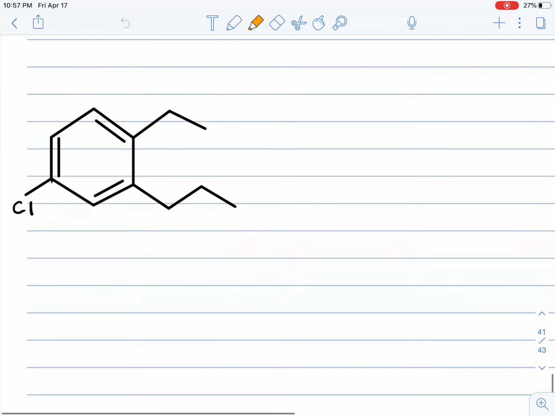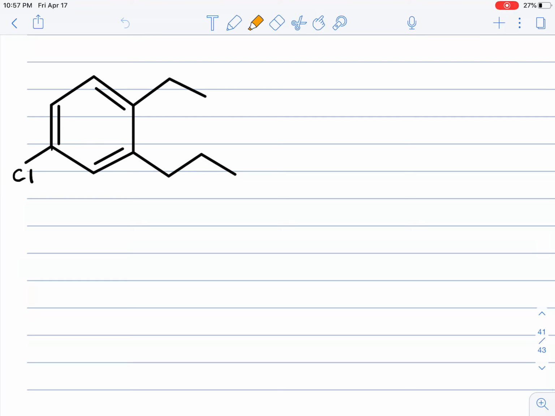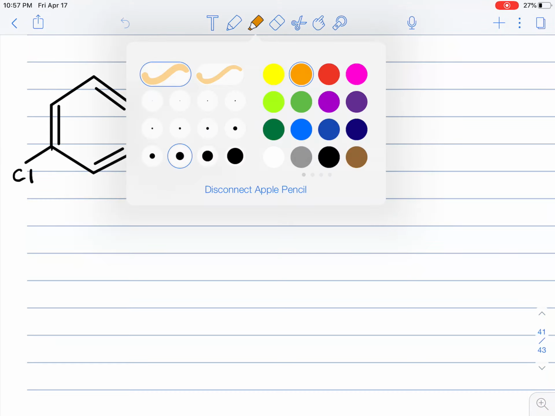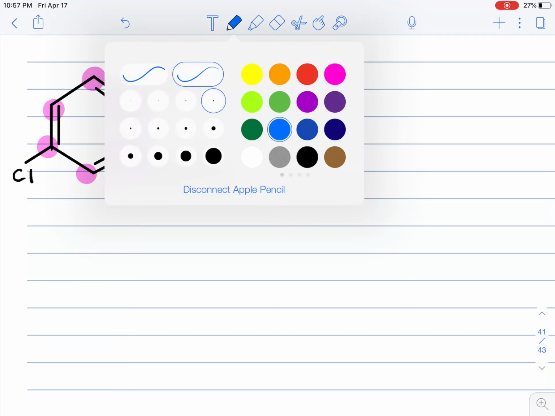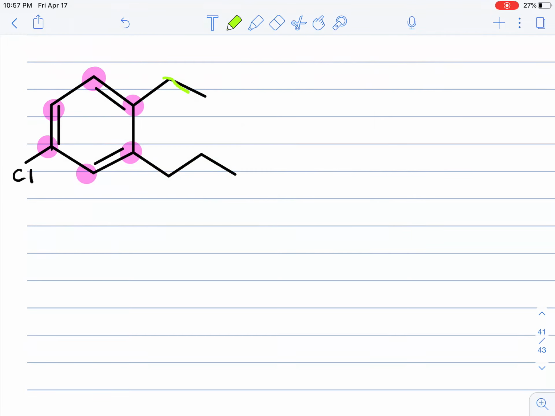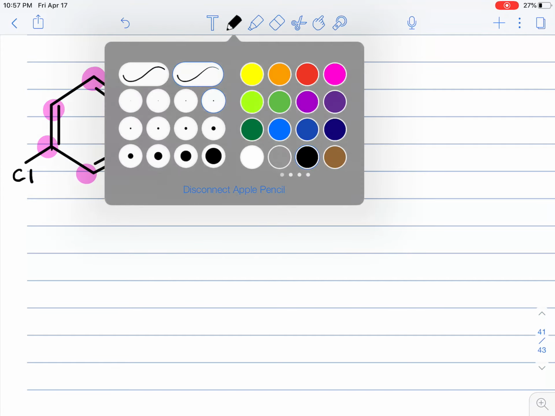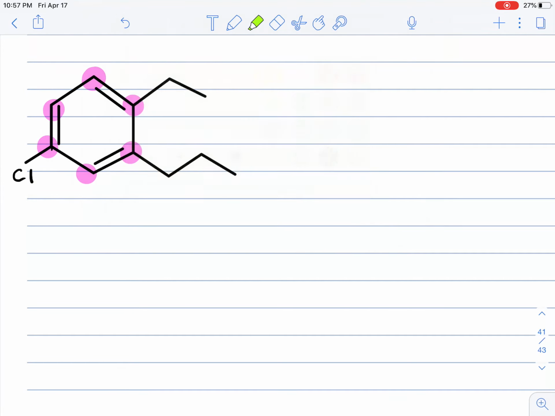Okay. All right, so let's go ahead and go through this first example. Here I have a polysubstituted benzene. And I know that it's a polysubstituted benzene because I recognize that there is that conjugation: double, single, double, single, double, single. So that's what makes it a benzene. And it's polysubstituted because there's more than one substituent.